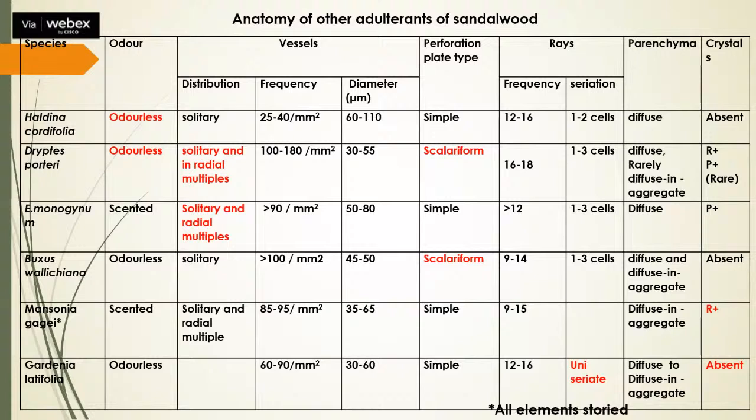And in case of Mansonia gagei, all the wood elements are stored. That means vessels, rays, parenchyma, and fibers, they are all stored. But in other cases, it is not so.